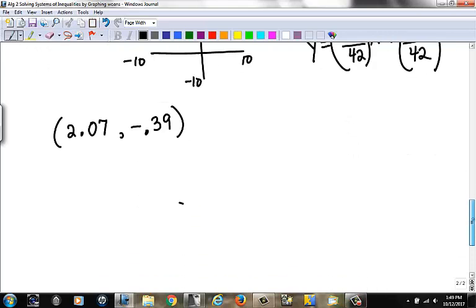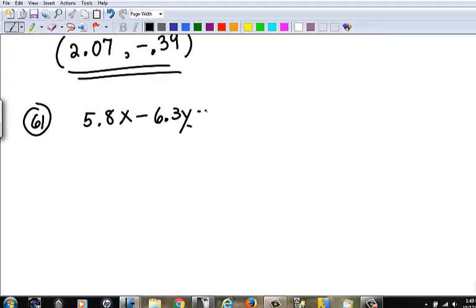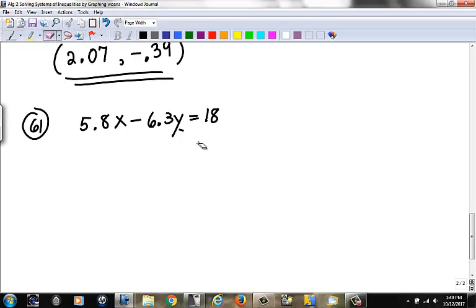Okay, let's try one more. That was the answer on the other one. Let's try number 61. It's 5.8x minus 6.3y equals 18. The other equation is negative 4.3x plus 8.8y equals 32. And I could work it with the decimals, but most of you don't like them, so we'll go ahead and get rid of them.